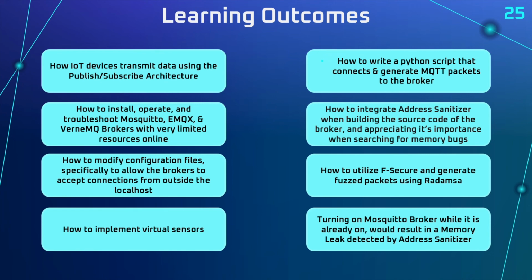how to write a Python script that connects and generates MQTT packets to the broker, how to integrate address sanitizer when building the source code of the broker, and appreciating its importance when searching for memory bugs. How to utilize F-Secure and generate fuzzed packets using Radamsa. Turning on Mosquitto broker while it is already on would result in a memory leak detected by address sanitizer.